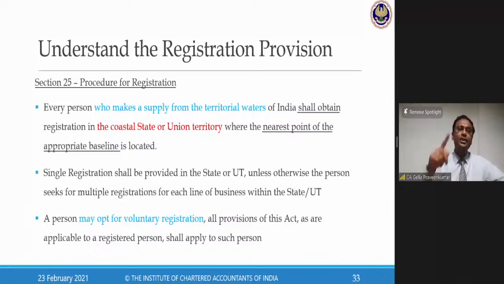Then also the law says you can have a voluntary registration. We read section 22, we read section 24.